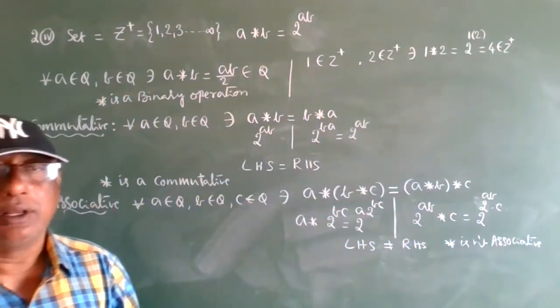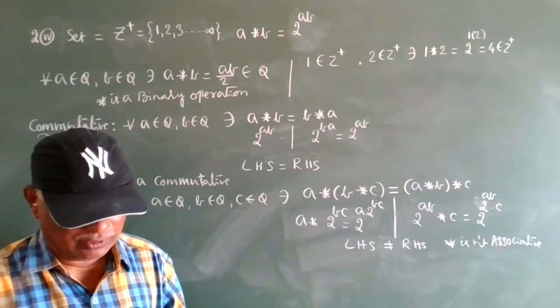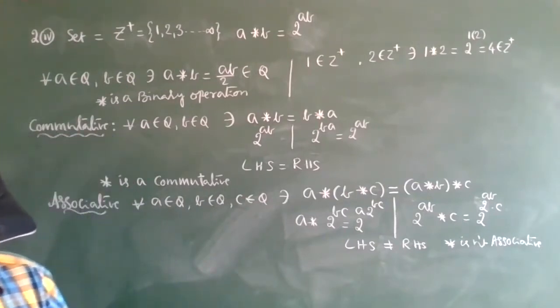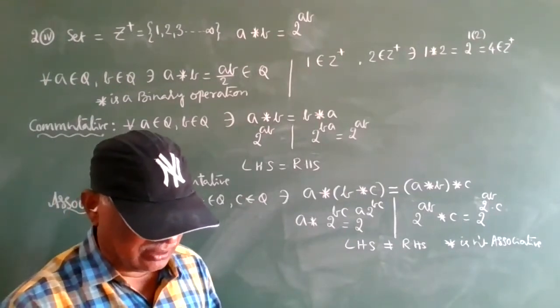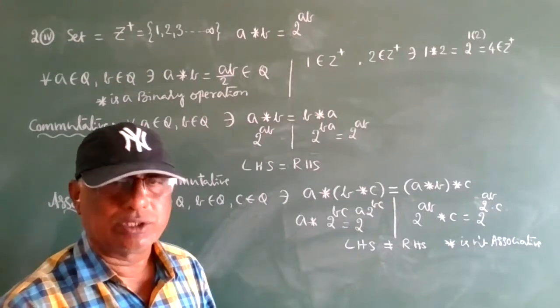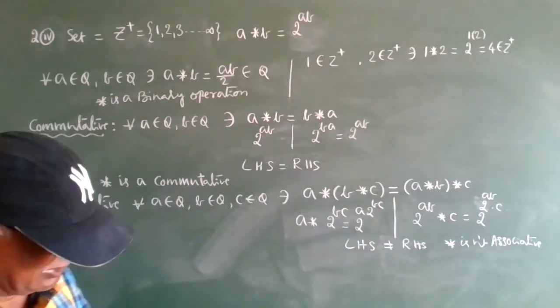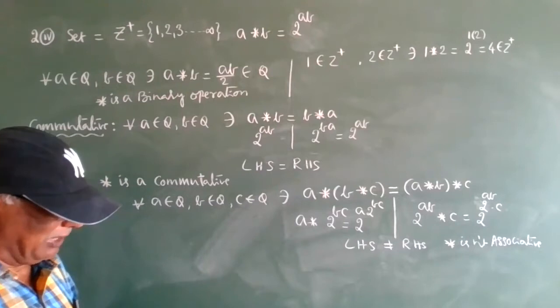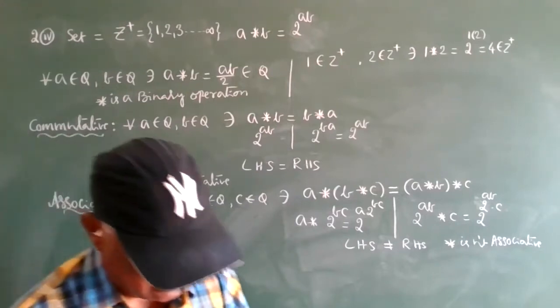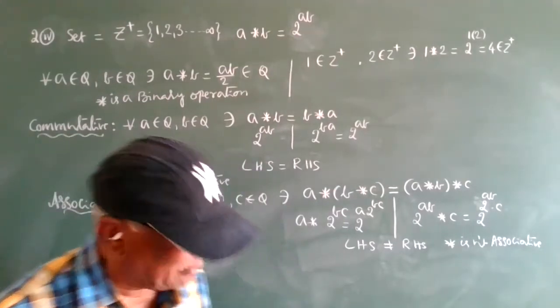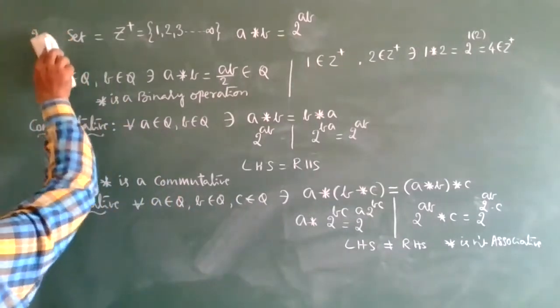So second problem, fourth bit is also completed. One time I will check the answer. So star is commutative but not associative. Very good. So second problem, fifth bit. Everyone see second problem.